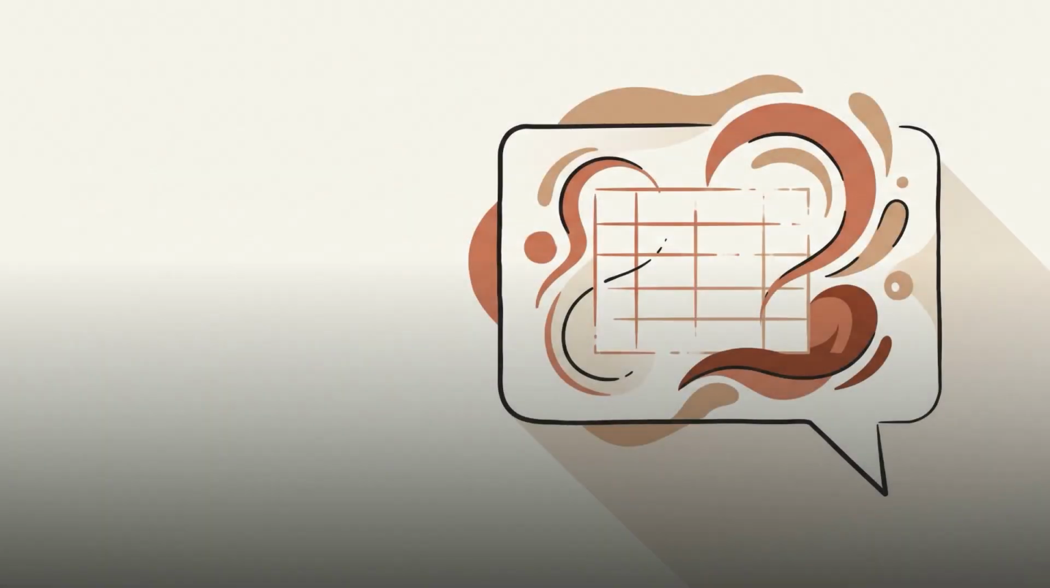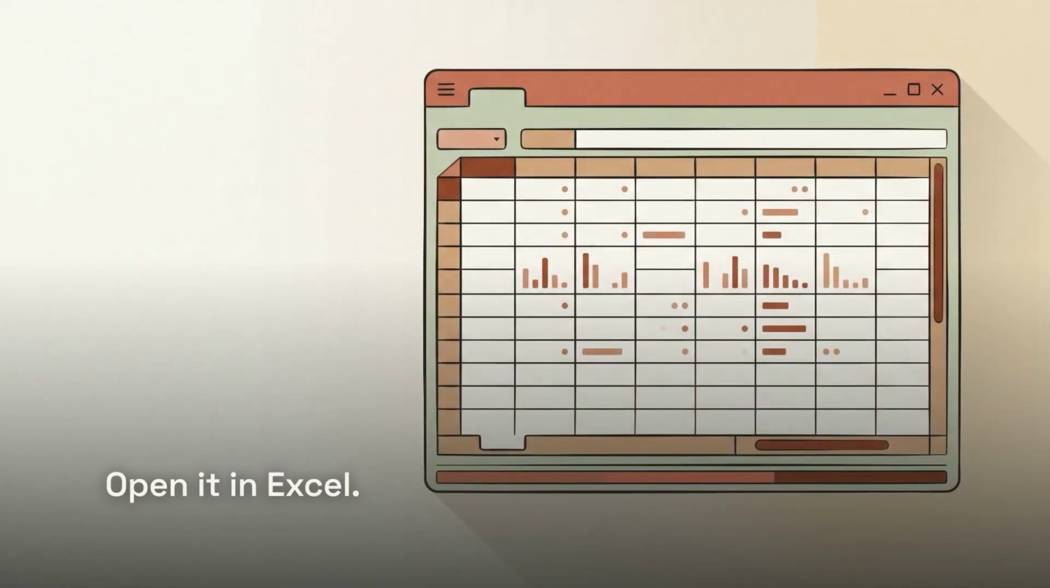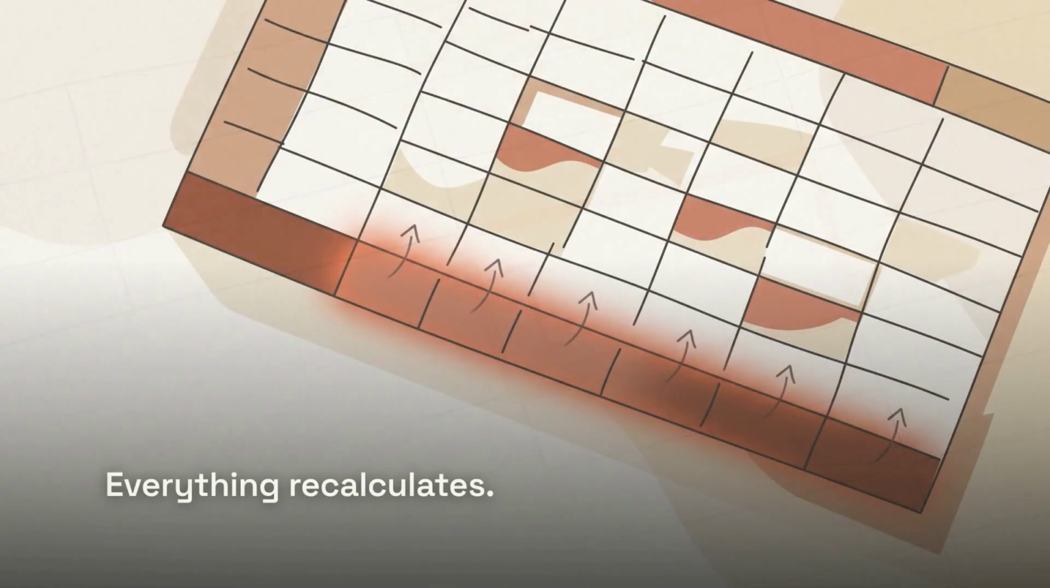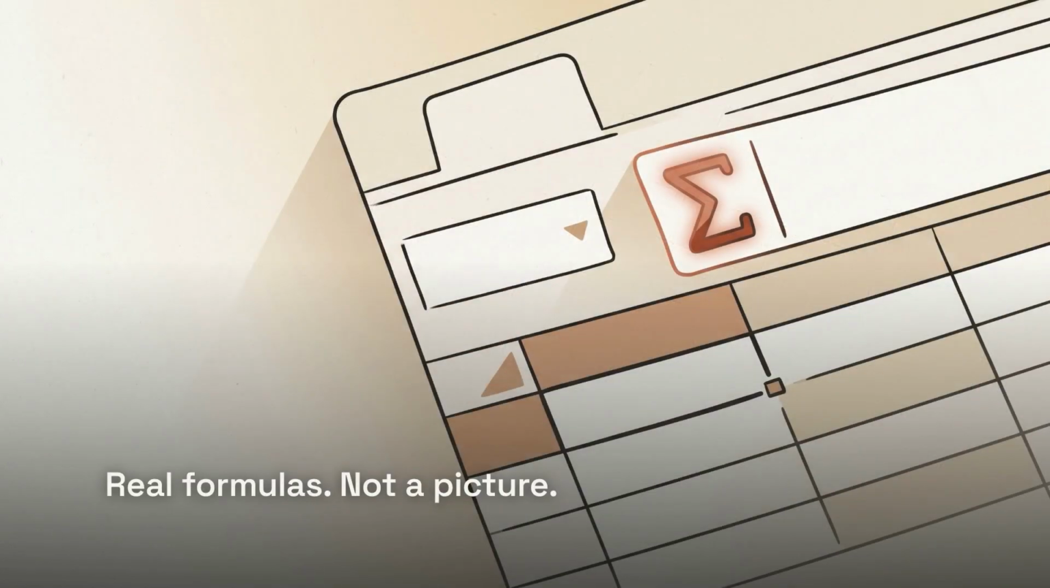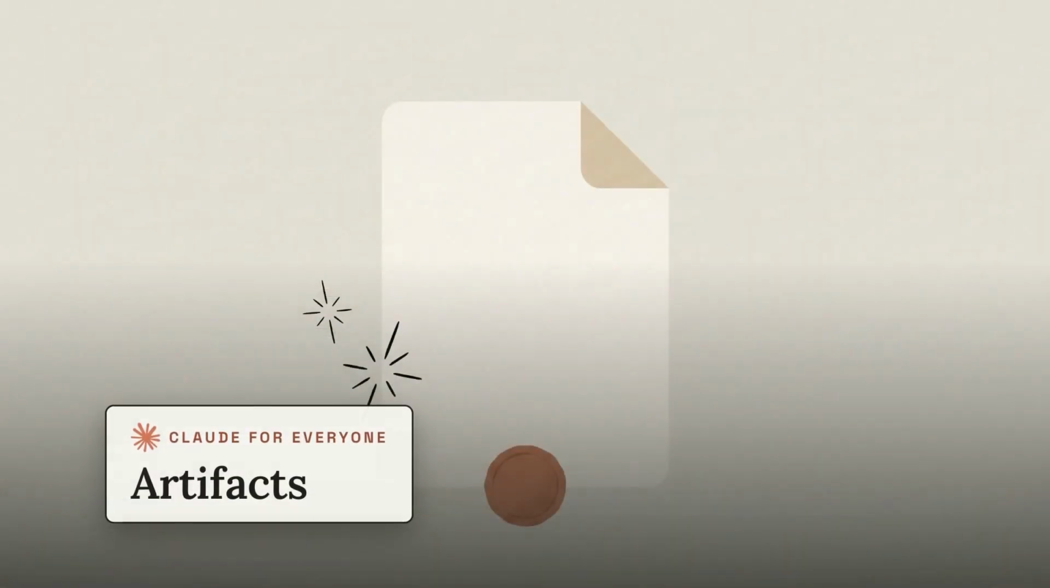Watch the totals. I asked Claude for a budget tracker, downloaded the file it made, opened it in Excel, changed one number. Everything recalculated because this isn't a picture of a spreadsheet. It's a real spreadsheet with working formulas built by a chat message. Text answers are the smallest thing this tool hands back. Today, the other three and the one setting they all depend on, the sharing button that comes with a warning.